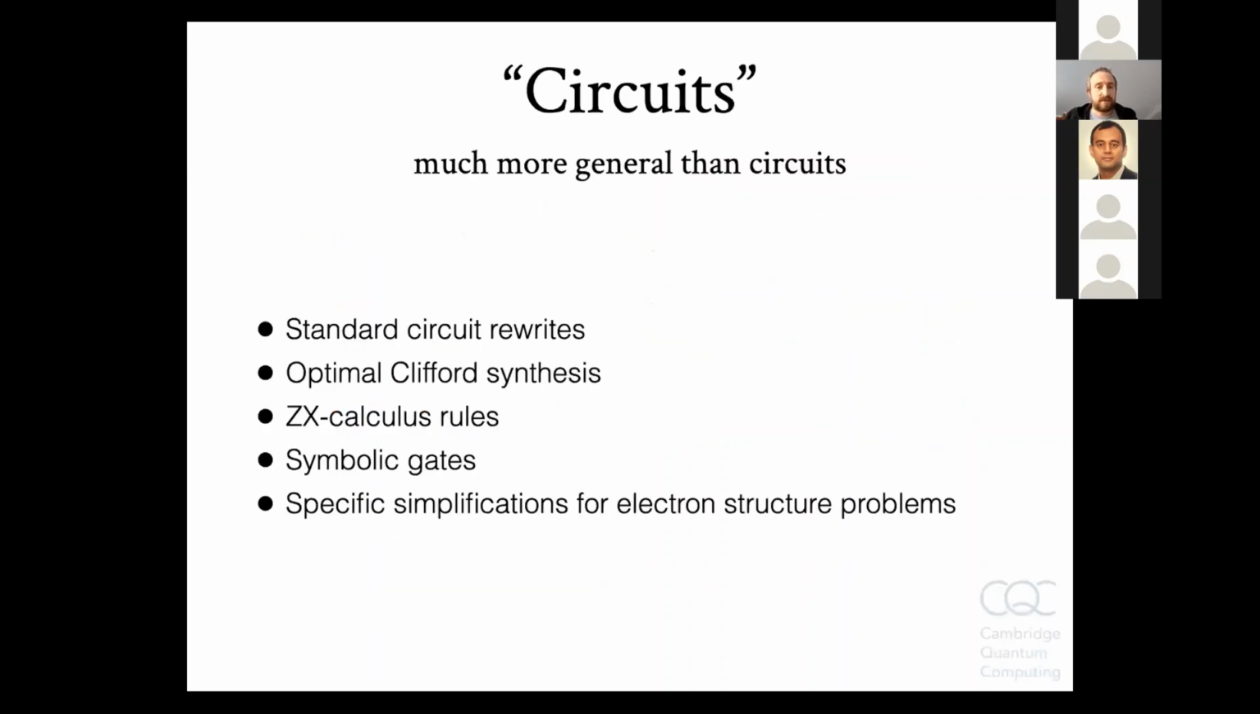So what do we have in terms of circuits? We can do lots of rewriting. If we find something which is Clifford, we can synthesize an optimal Clifford circuit from small sizes. We can use ZX calculus. We can use symbols. We can use specific simplifications designed for electron structure problems.